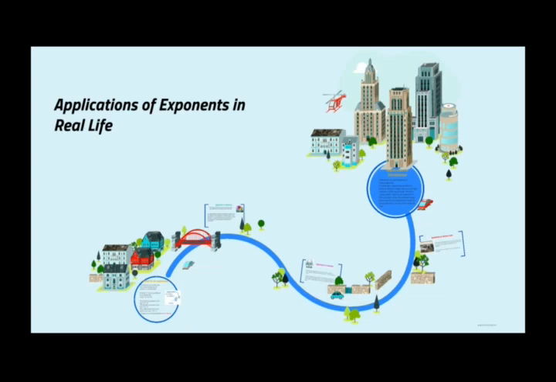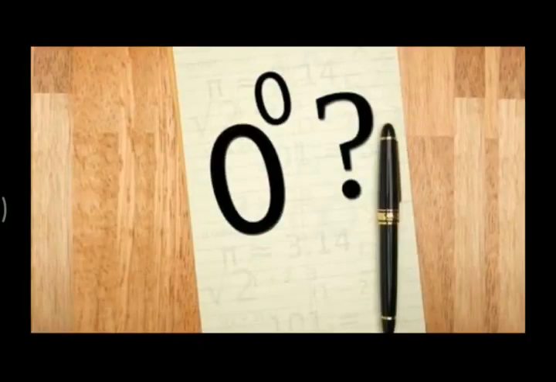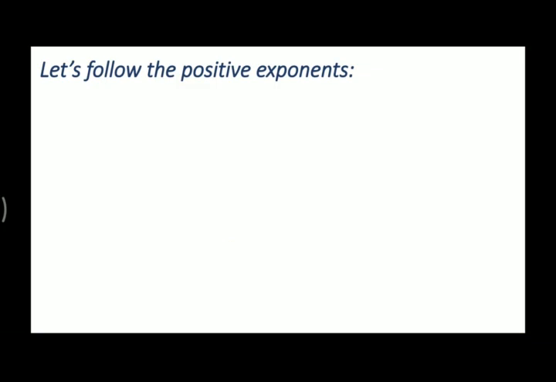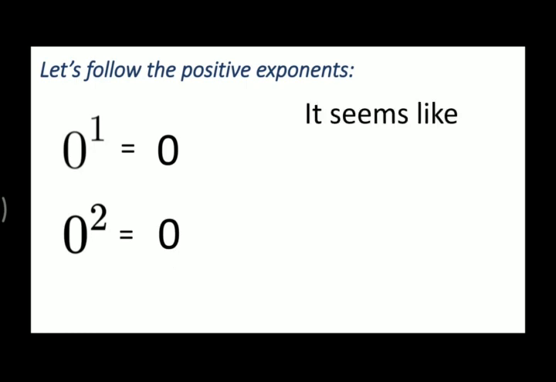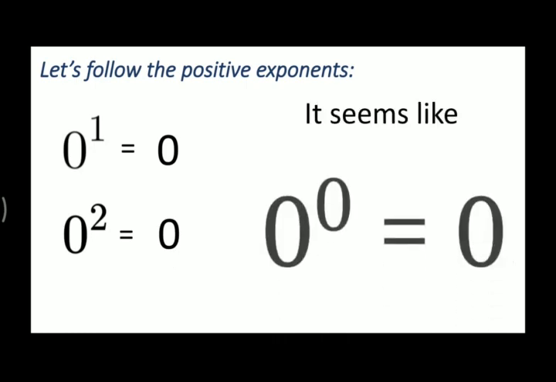You know what the problem is? The problem is, what is 0 raised to the power 0 equal to? To answer this question, first let's follow the positive exponents. As you all know, 0 power 1 is equal to 0, 0 power 2 is also equal to 0. So 0 power any positive exponent is equal to 0. So if we follow this pattern, it seems like 0 power 0 is equal to 0.